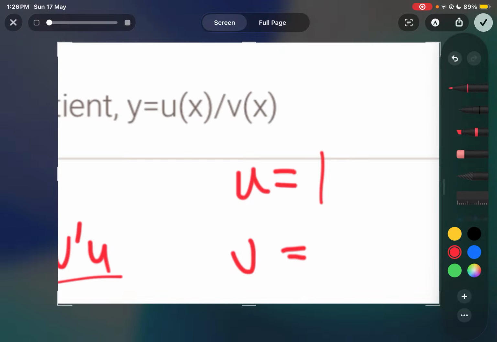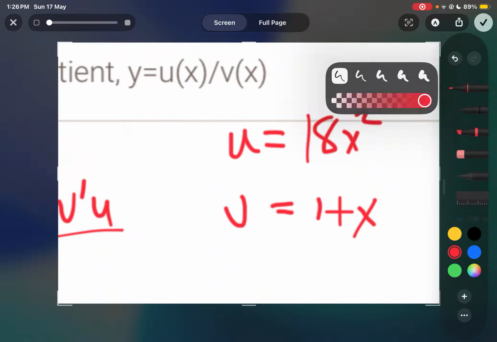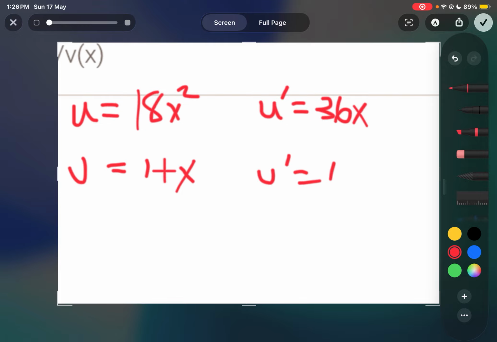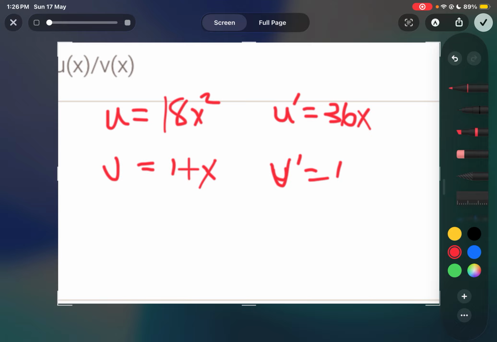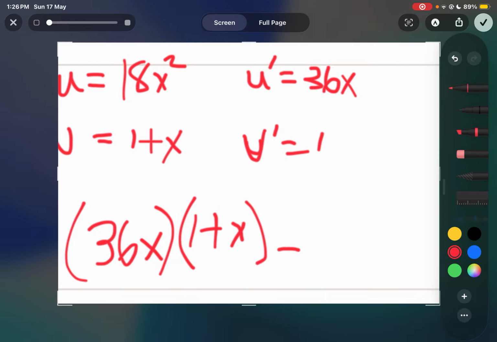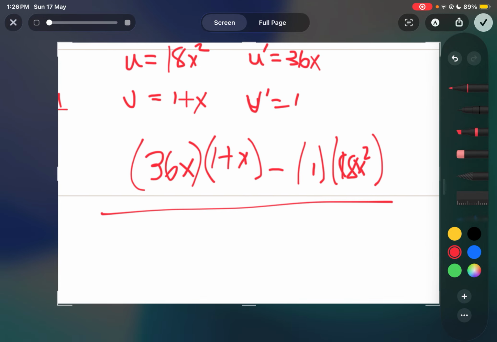So u is 18x squared and v is 1 plus x. Okay, so u prime is 36x and v prime is 1. So it's u prime v, so it's 36x times 1 plus x minus v prime u, so it'll be 1 times 18x squared, okay, over v squared, which is 1 plus x all squared.